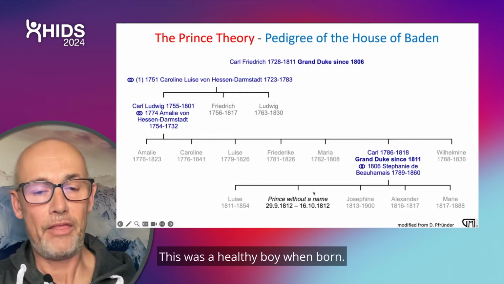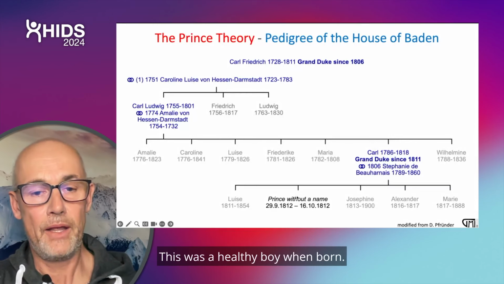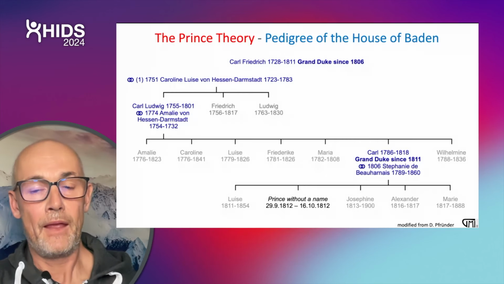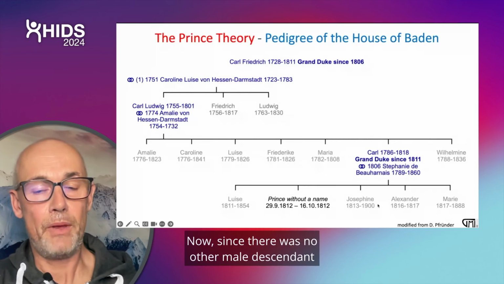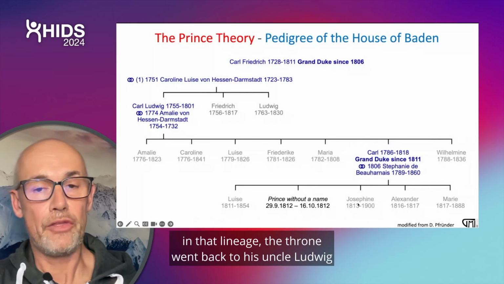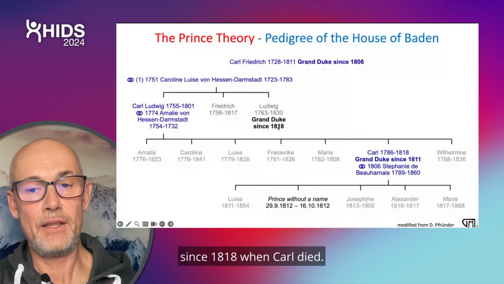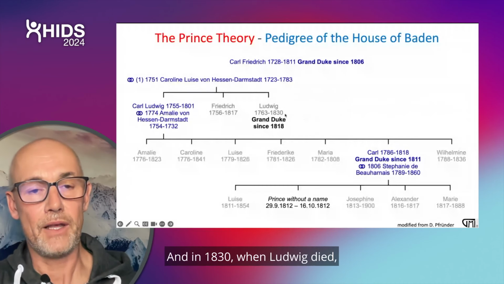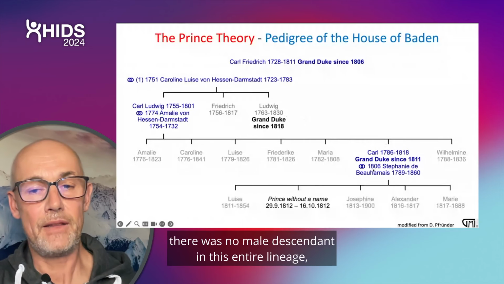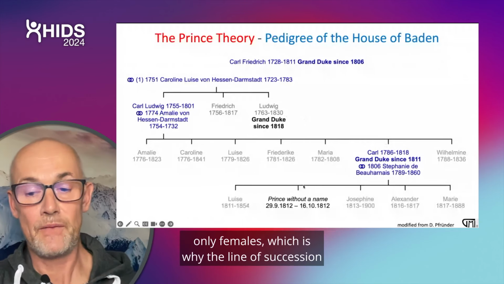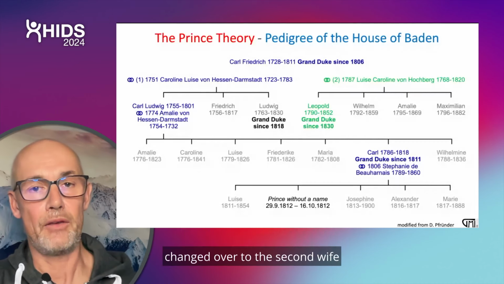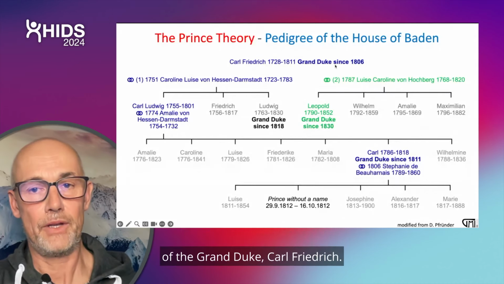This was a healthy boy when born, but this boy died even before he got a name. Now, since there was no other male descendant in that lineage, the throne went back to his uncle Ludwig since 1818 when Karl died. And in 1830, when Ludwig died, there was no male descendant in this entire lineage, only females, which is why the line of succession changed over to the second wife of the Grand Duke, Karl Friedrich.